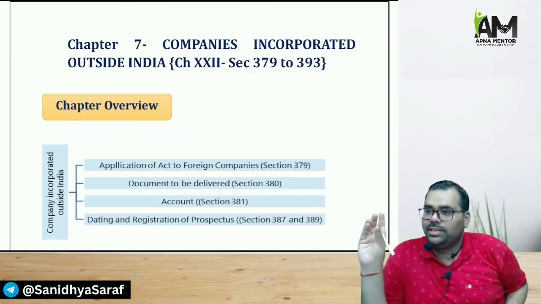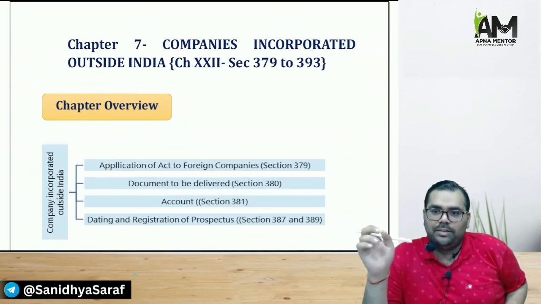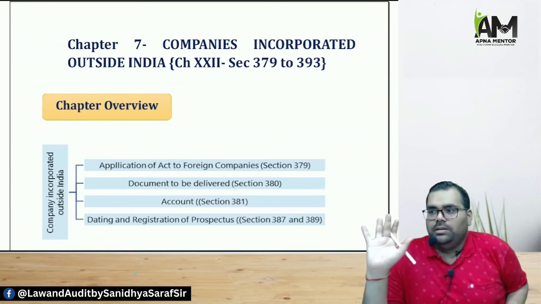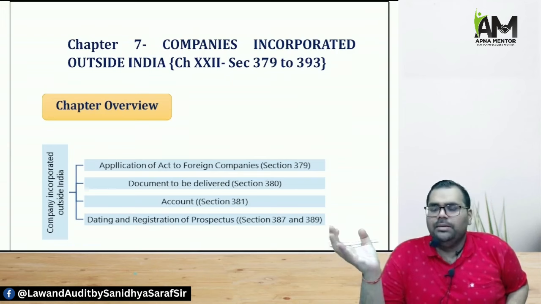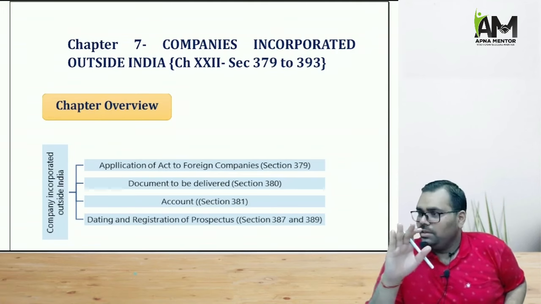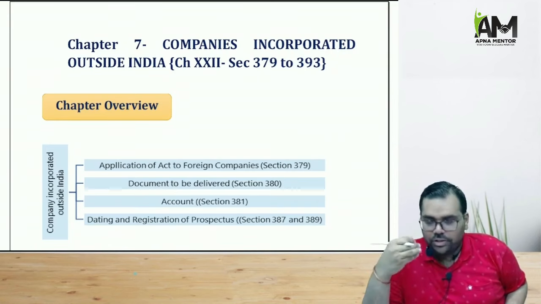This chapter is only of 14 sections, and none of the sections are very big. There are many sections in this that will be just 2 or 3 lines. So it is going to be a very simple chapter, but at the same time, there are a few things which are technical. There are a few things, but overall the chapter is simple. So this chapter of foreign companies.